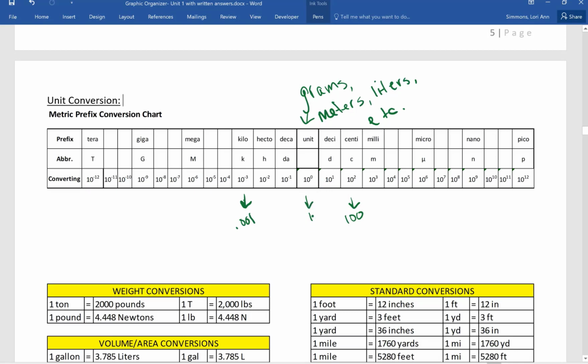So let's just say we want to know what 1 meter is equal to how many centimeters. So we found our unit is 1 meter is equal to 100 centimeters. What if we wanted to go to 1,000 millimeters? So 1,000 millimeters is equal to 0.001 kilometers.